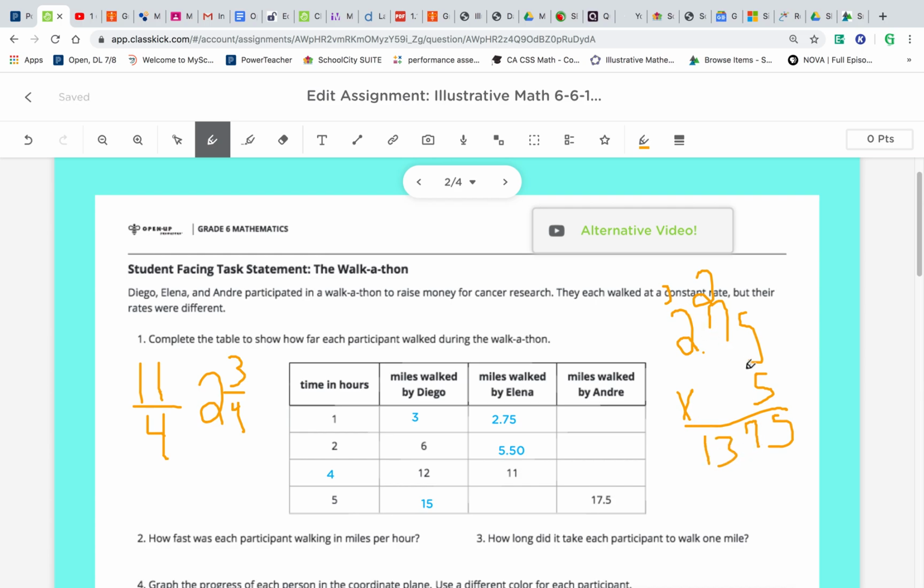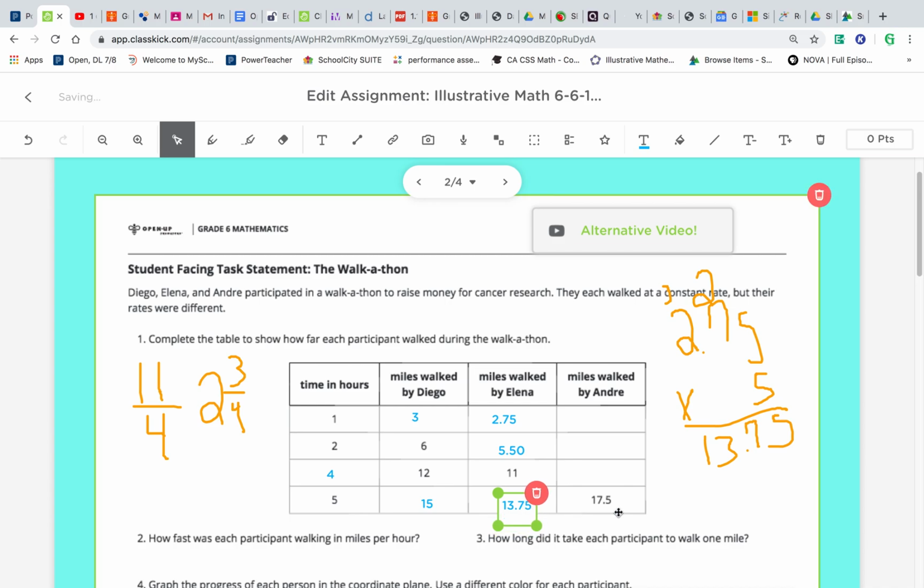And again, we check when we multiply how many numbers are behind a decimal point. 1, 2. We're going to go in 1, 2 spots here. 13.75 is going to go here, and that's going to take care of Elena. So then we just need to get Andre.